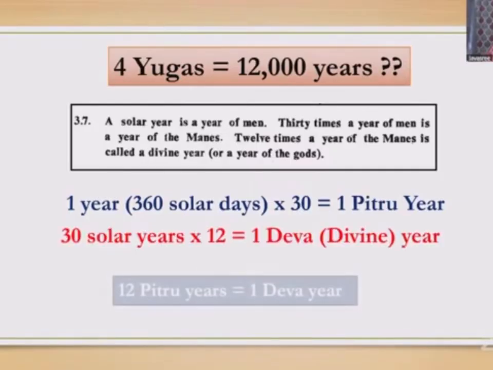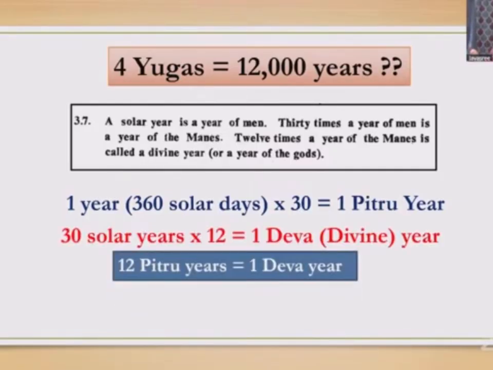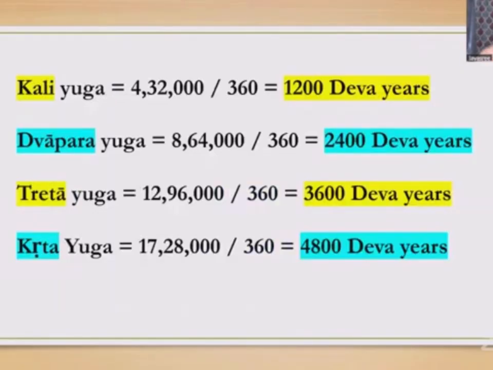Further it is being said, 12 times the Pitru year is one Deva or Divya, or divine year. That means a deity's year, the year of the celestial people, the year of the gods. So 12 Pitru years is equal to 1 Deva year, meaning 360 solar years is equal to 1 Deva year. You can calculate that. Now, using the 360, for the Kali Yuga, Dwapara Yuga, all the numbers you have so far, you divide each by 360, just one Deva year. So you get 1,200, 2,400, all these Deva years.